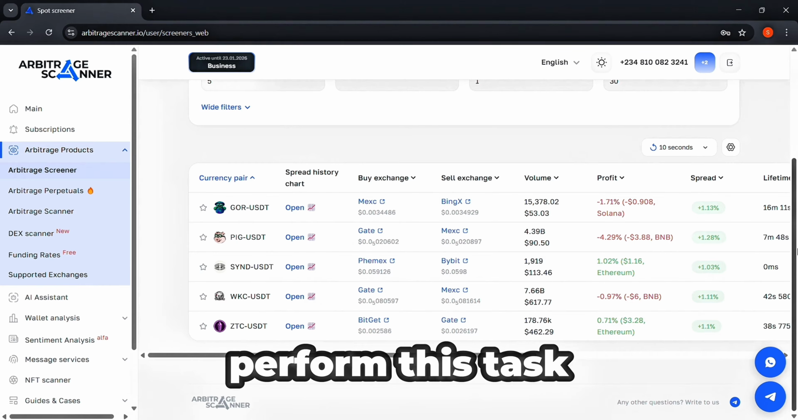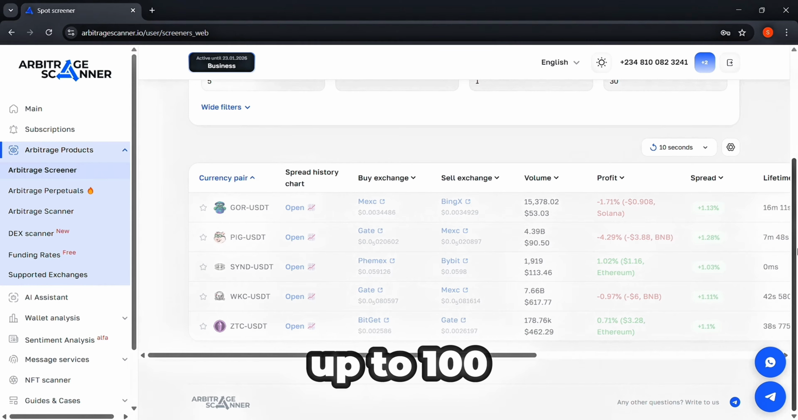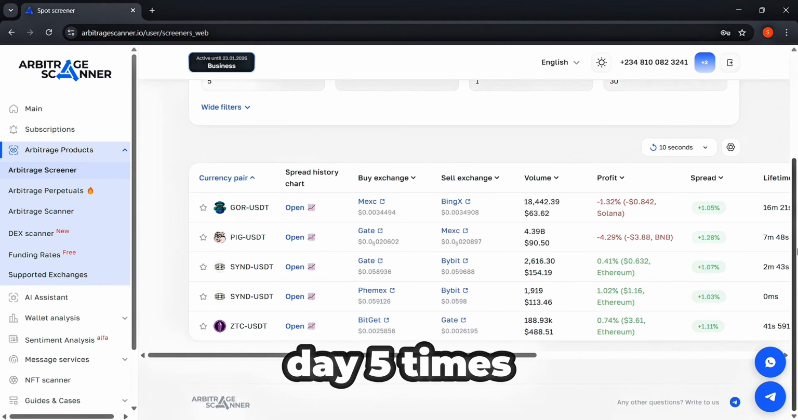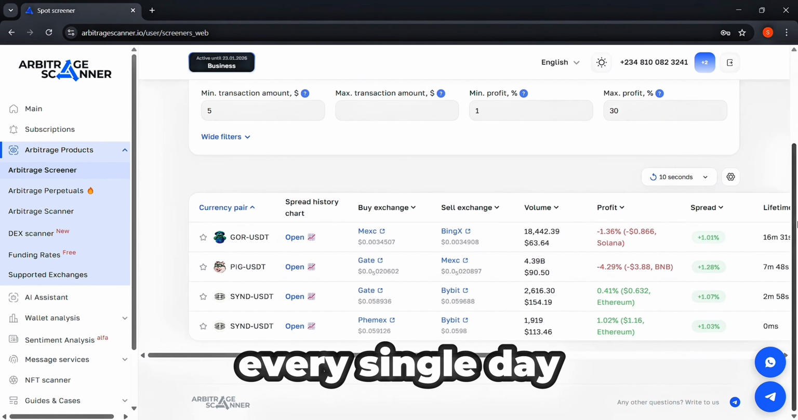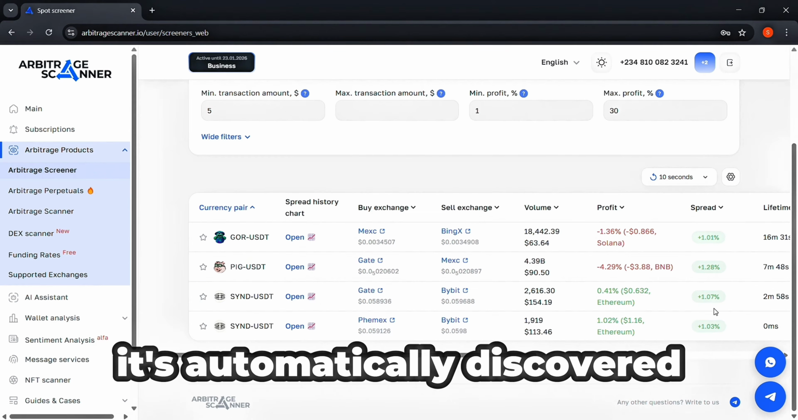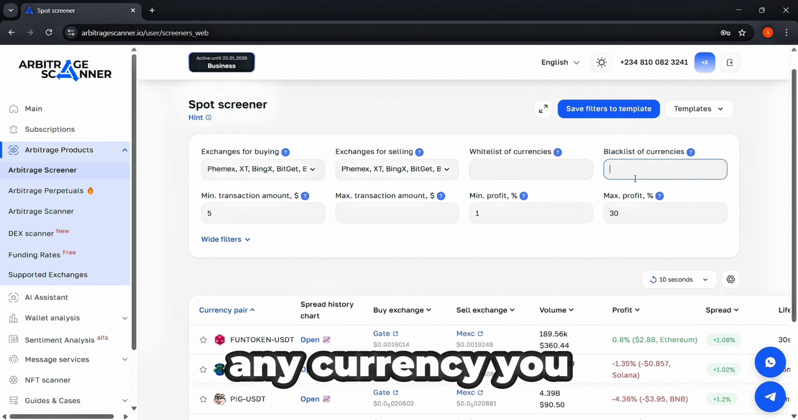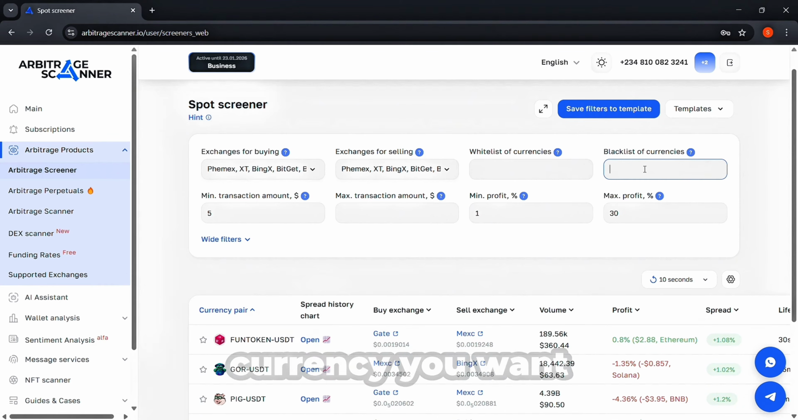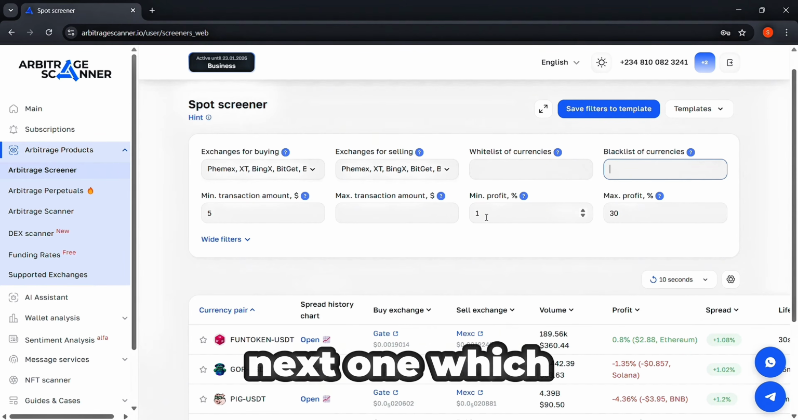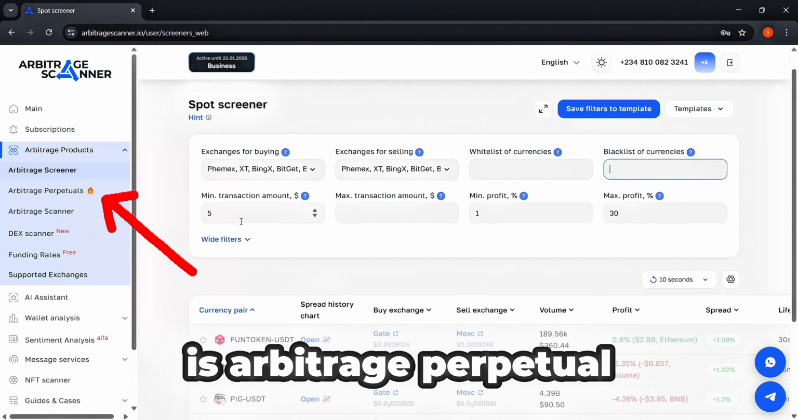And you can perform these tasks up to 100 times a day, 10 times a day, 5 times a day, depending on you. So guys, this is mind-blowing. And you can check out all these opportunities here every single day. They're automatically discovered for you. And you can blacklist any currency you don't want and add any currency you want and set your minimum profit. So guys, let's go to the next one, which is Arbitrage Perpetual.